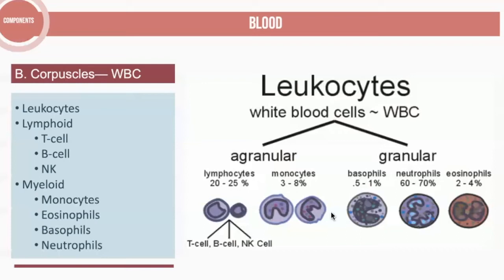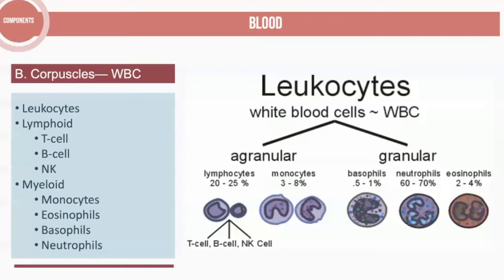For T cells, their specialty is phagocytosis, so they would engulf invading cells, maybe pathogens or foreign materials. For the B cells, they secrete antibodies. For NK cells or natural killer cells, they perform cytotoxic functions, so they can also control tumors and microbial infections.